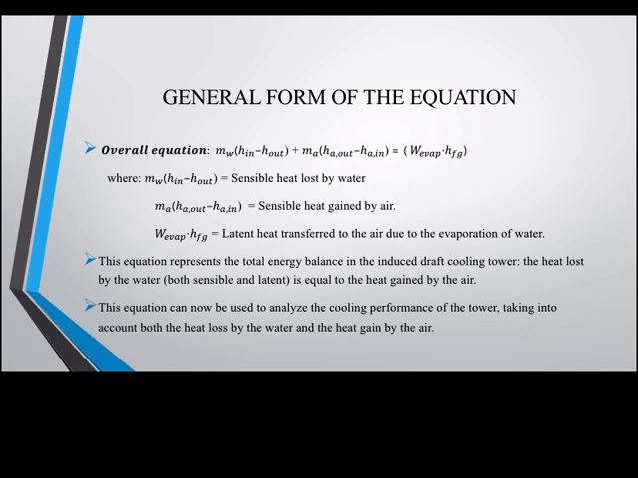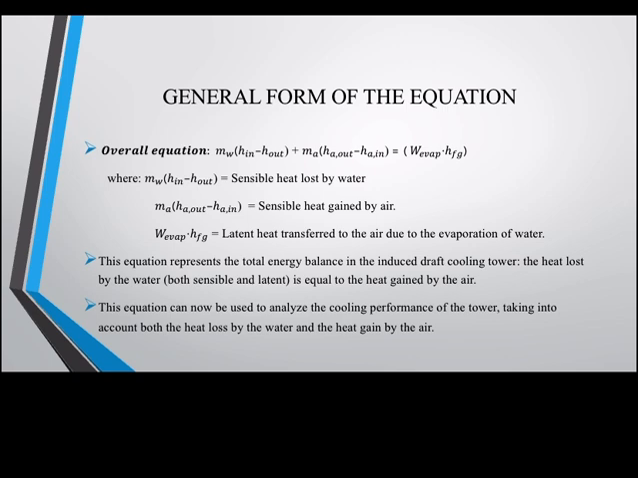So the general form of the equation, the overall equation, is this: MW [H in minus H out] plus MA [HA out minus HA in] is equal to W evaporate times HFG. So this is working for an open system. That's how we have the equation.